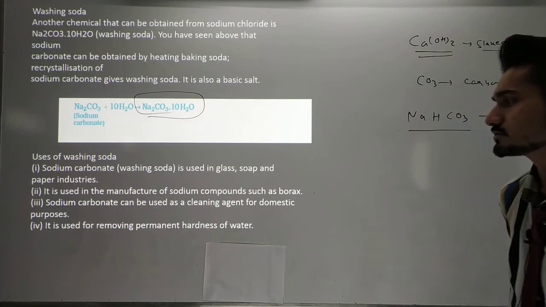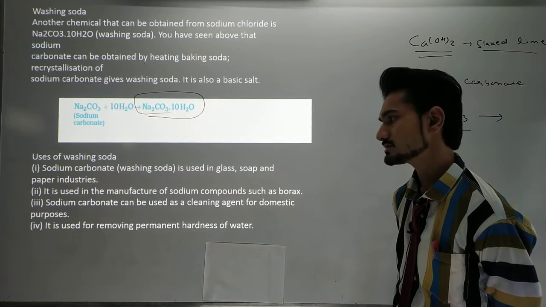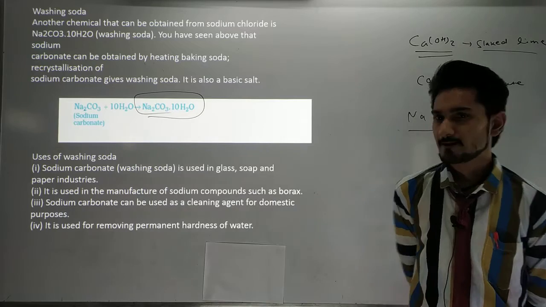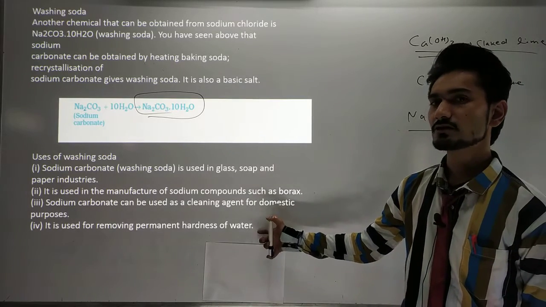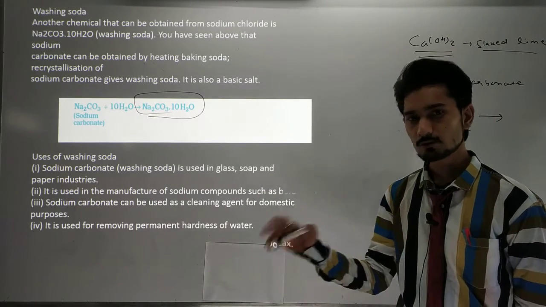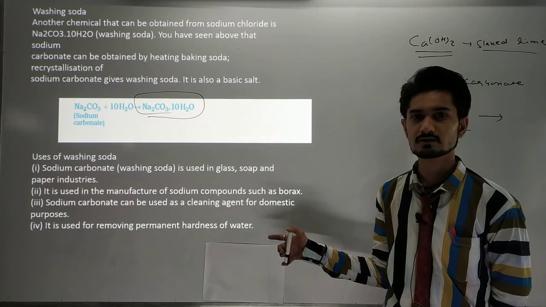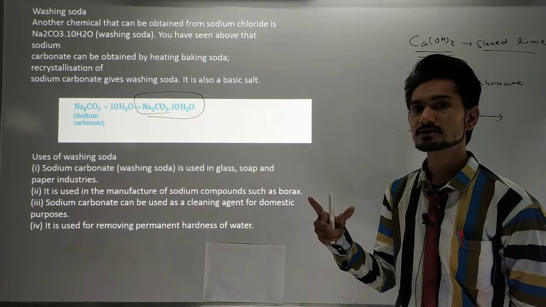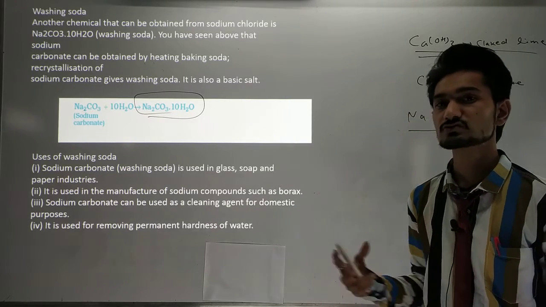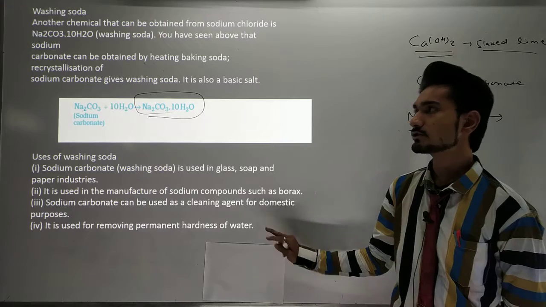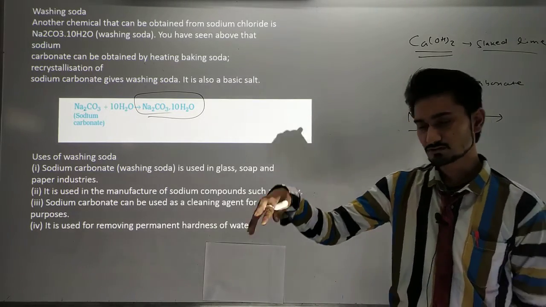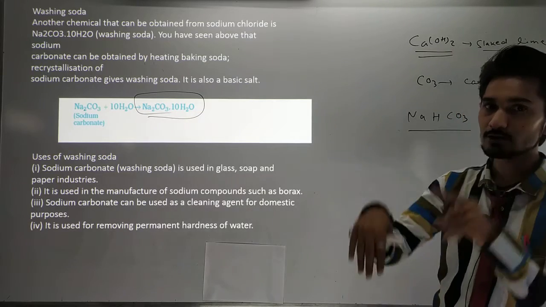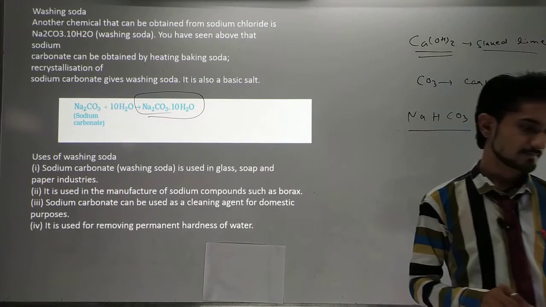Sodium carbonate can be used as the cleaning agent for the domestic purpose, and it is also used for removing permanent hardness of the water. After removing the permanent hardness of the water, we can use it for washing our clothes. Otherwise we cannot use the water because it contains the permanent hardness in it. That's why we cannot use it for drying our clothes or washing our clothes. So for that we have to remove that, and that's why we have to put washing soda into it. Afterwards we are going to mix with the water, and then we are going to put the clothes into it.